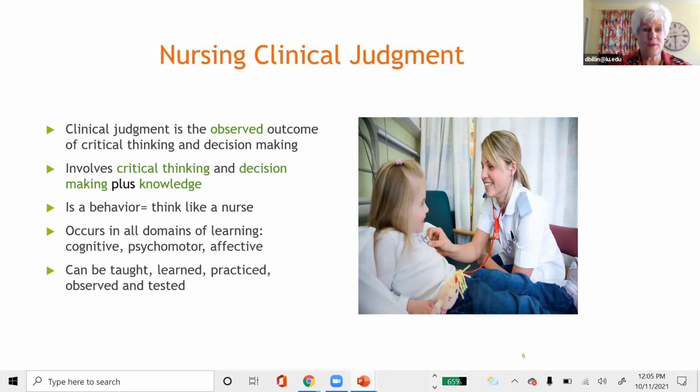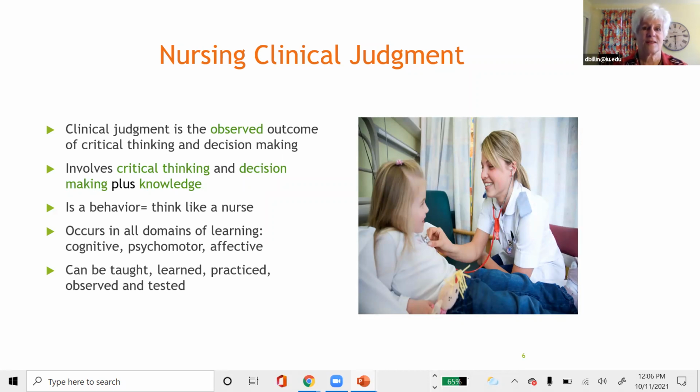You can see it when they do simulations. So we're looking here to understand what the students' judgment is, what clinical judgments they're coming up with. And they have to have some knowledge. That's part of this. And really the bottom line here is that we want the students to be able to make good clinical judgments, safe ones for their patients.